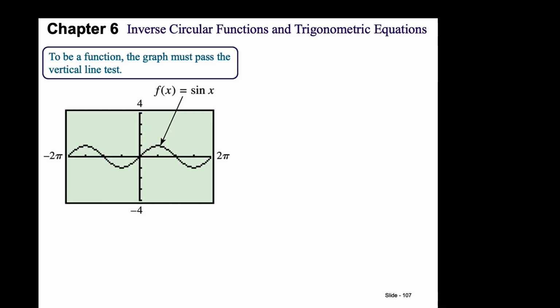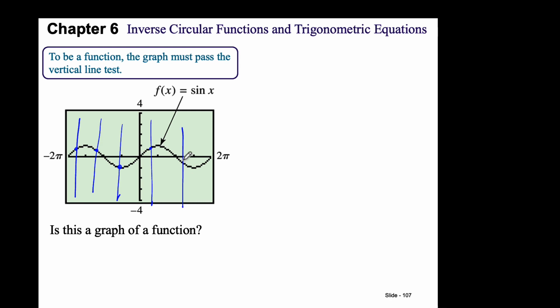To be a function, the graph must pass the vertical line test. Here we have a graph of sine of x, and we're being asked, is this a graph of a function? Well, it needs to pass the vertical line test if it is, and that would be any vertical line that we draw would intercept the graph exactly once.